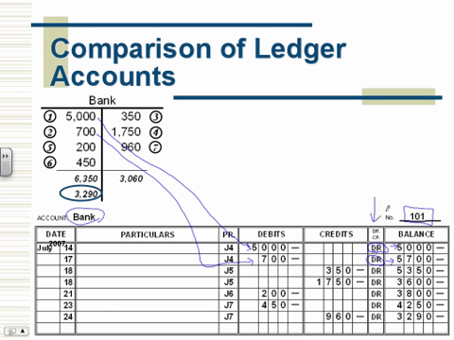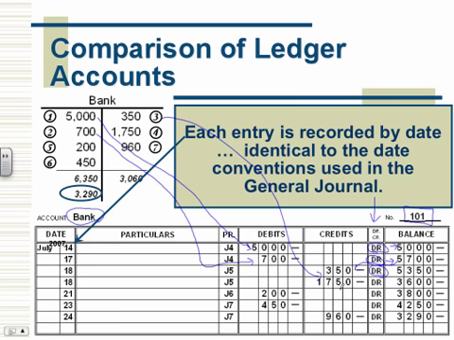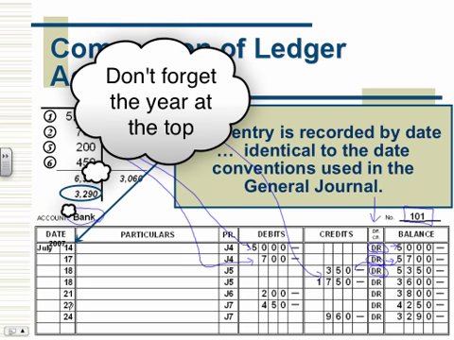This column here represents what the balance is, whether it's a debit or a credit. Next, we credited the account for $350. So here it is, which means we had $5,700. Subtract the $350 would have given us $5,350 right here. But it's still a debit balance, and so on. Each entry is recorded by date. It's identical to the date conventions we use in the general journal. The year goes at the top, and the month is only repeated once, and thus it changes, and each date is repeated on a separate line.